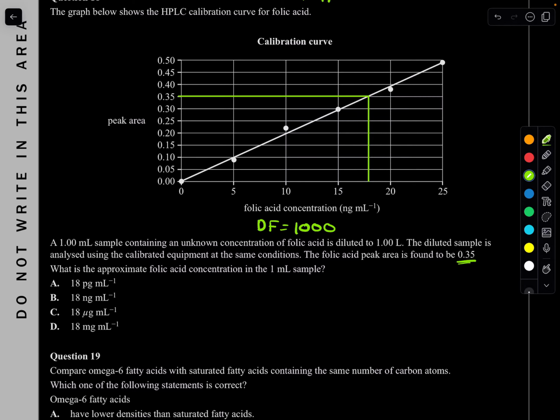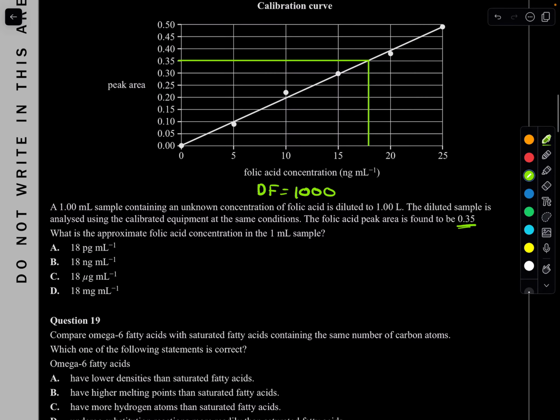Halfway is 70, so it's around 18. So 18 nanograms per milliliter. Now be careful. This is not actually the 1 milliliter sample concentration. This is the diluted concentration. So to convert it, we have to multiply it by our dilution factor. This can be written as nano, which is times 10 to the negative 9 grams per milliliter.